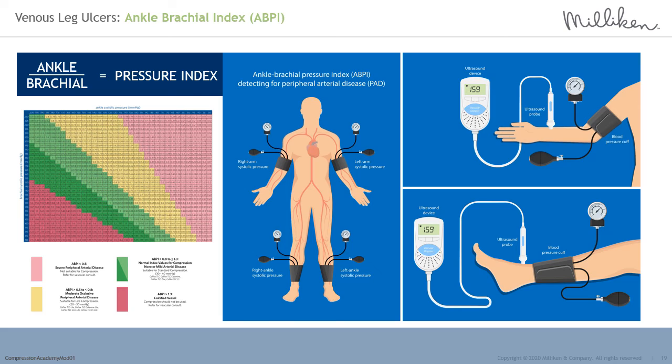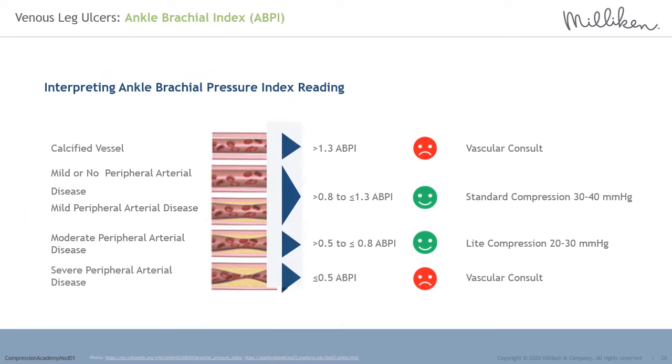The illustrated pressure index chart can be used as a quick and simple index calculation tool by following the axis down and across for the ankle and the brachial pressures, and where the axes meet, the ankle brachial pressure index will be revealed. The ankle brachial pressure index reading can be interpreted and aligned to appropriate therapeutic compression interventions.